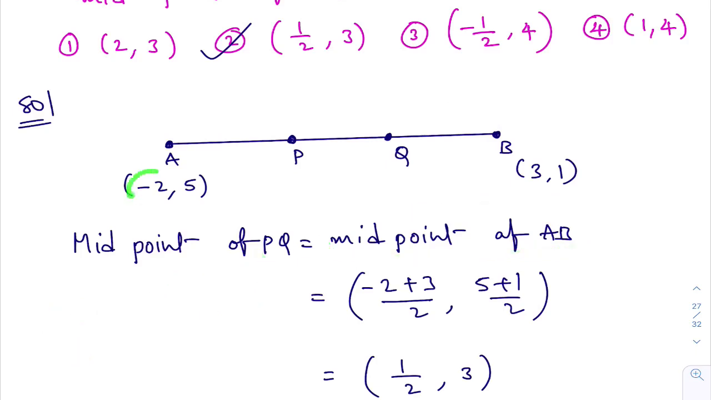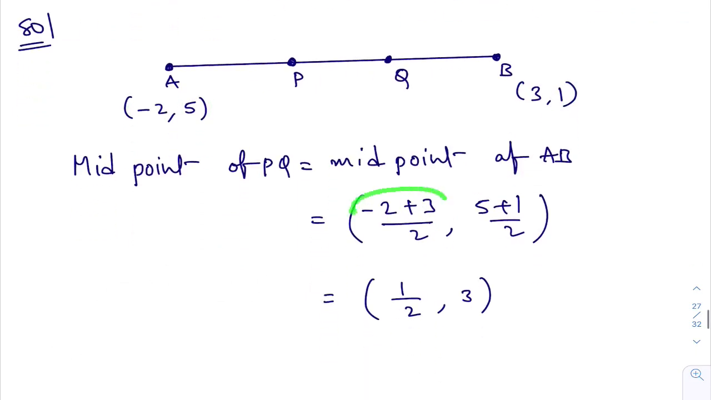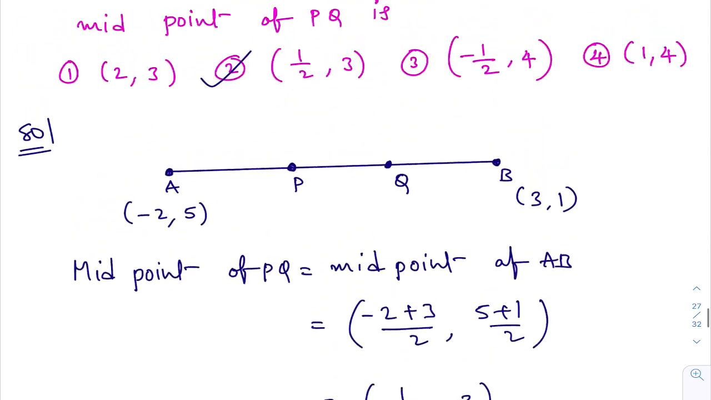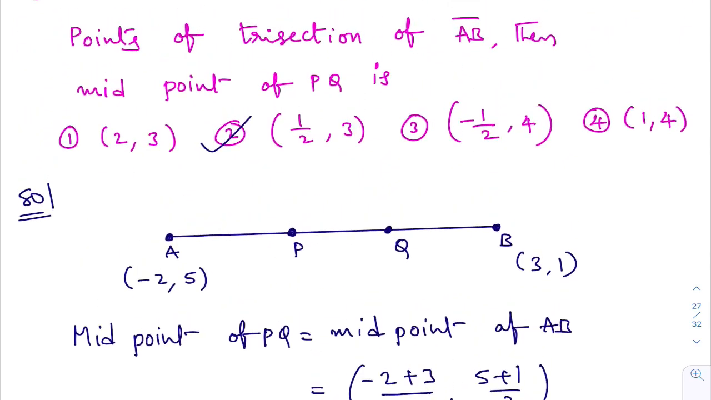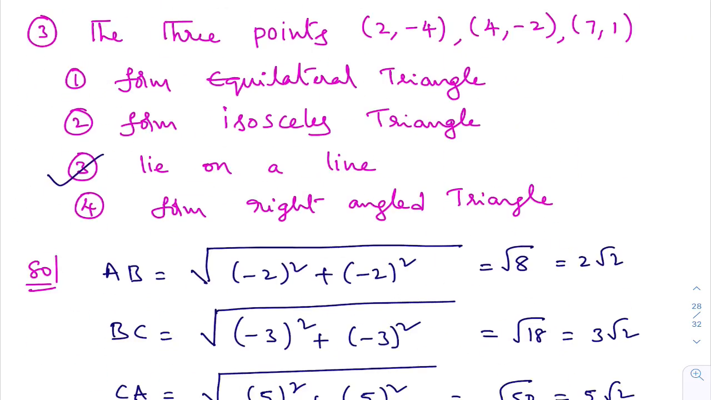Okay, so here x1 plus x2 divided by 2, that is -2 plus 3 divided by 2, and y1 plus y2 divided by 2, that is 5 plus 1 divided by 2. -2 plus 3 is what? That is 1, so 1 by 2, comma, 5 plus 1 is 6, and 6 by 2 is 3. So what is the midpoint of PQ? The midpoint of PQ is 1 by 2 comma 3. If you observe the options, the second option is the right option. I hope you understand this. Now we'll move to the next question.